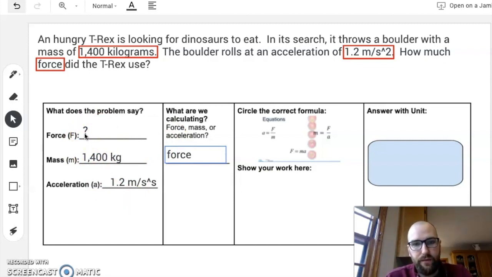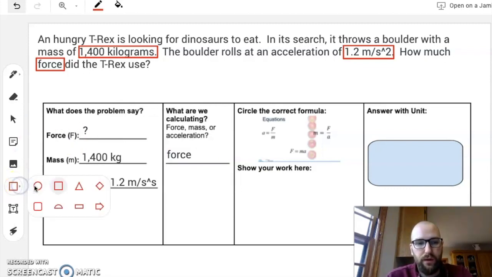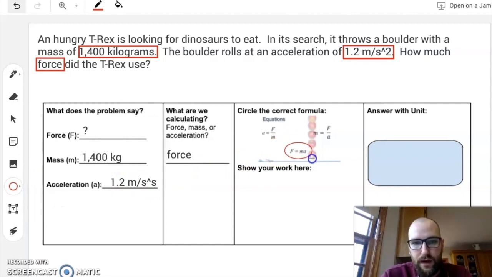Now we're going to solve the problem. We start by figuring out which formula we want to use, and we can do that by looking for the formula that says force equals, or in this case F equals, because F stands for force here. There's only one equation that says force by itself and equals, and that's F equals m times a. So I circle that, and now I'm going to go and show my work.